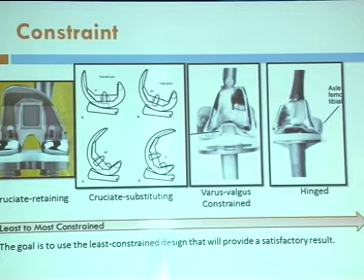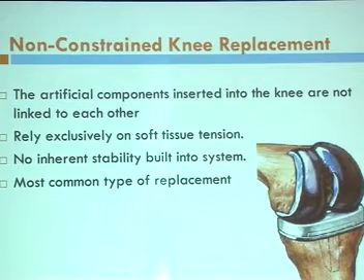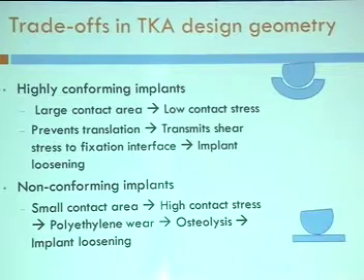So coming to the question of constraint, the goal is to use the least constraint design that will provide a satisfactory result. And if we go from a CR knee to a hinge knee, we are actually going to increase constraint. Most of us do this. The artificial components inserted into the knee are not linked to one another and rely exclusively on soft tissue tension. But there are trade-offs in TKA design geometry.